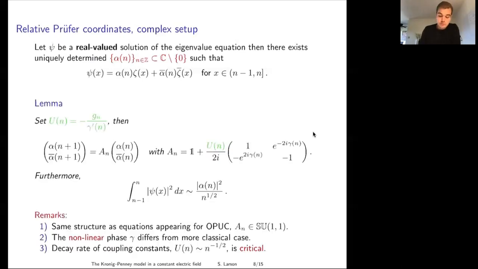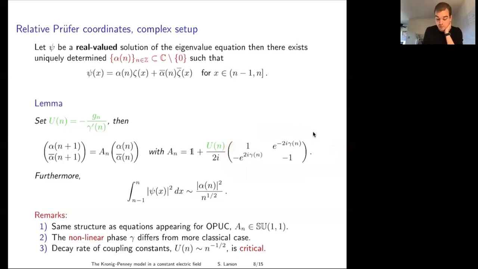So if you just plug this into the equation, you get a recursion equation for the alphas, which is the following. If we write u_n for the effective coupling constant that we'll have here, which is minus g_n divided by gamma prime n. Here I remind you that gamma prime is essentially a square root of n. So we have decaying coupling constants at a square root rate. Then the coefficients alpha and alpha bar at interval n plus 1 are those at the previous interval times a matrix A_n. And the matrix is unity times this effective coupling constant times an explicit matrix, which depends on this phase gamma.